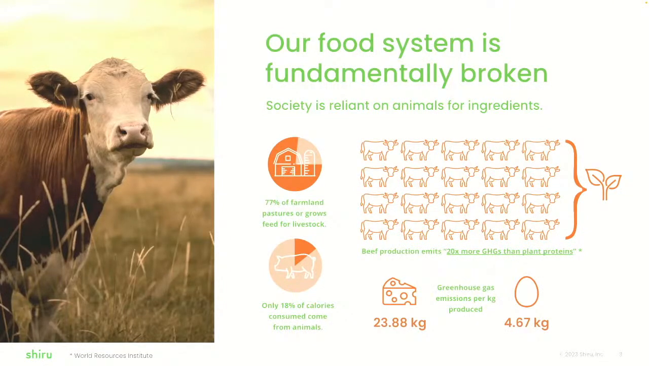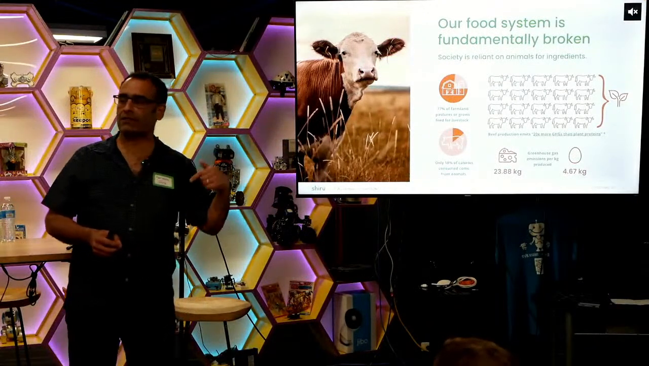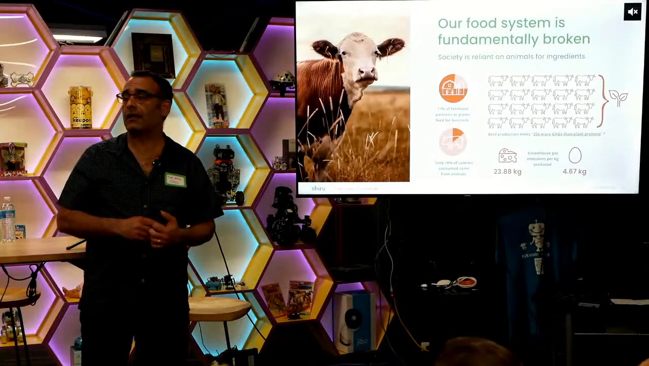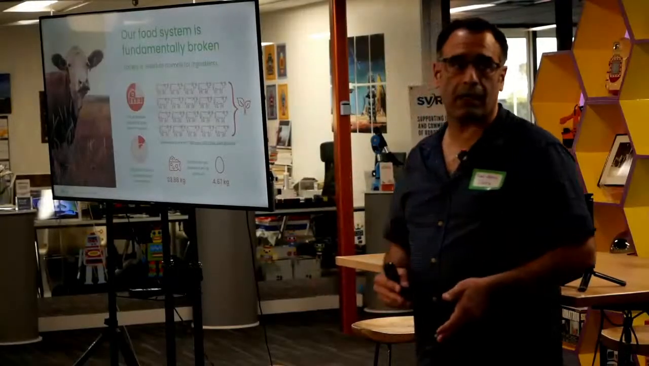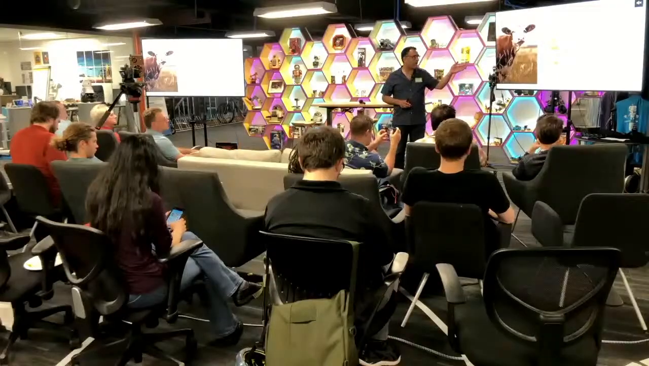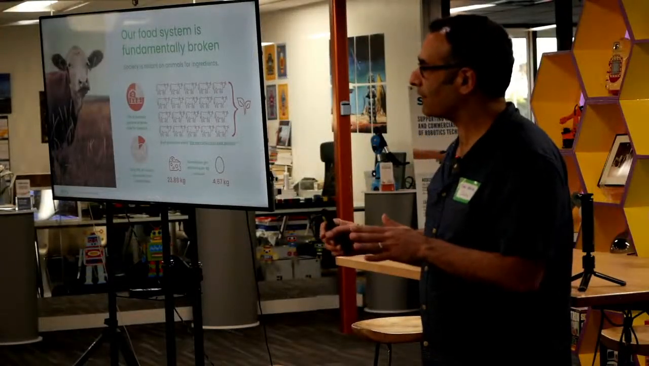Numbers like 70% of the farmland pastures are used for either grazing or feeding livestock for the meat industry, while only 18% of the calories we ingest are from this type of food. And the greenhouse gas emissions of producing cows, cattle, but also cheese and eggs, are significant.